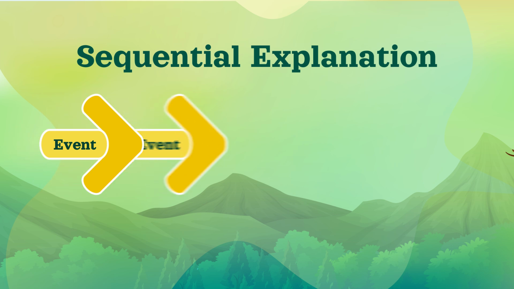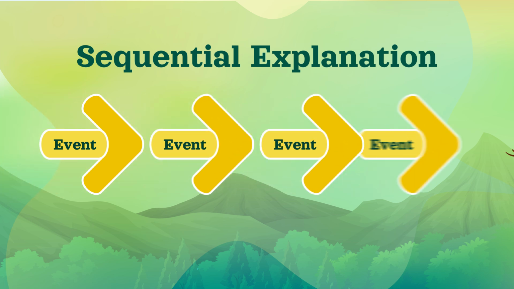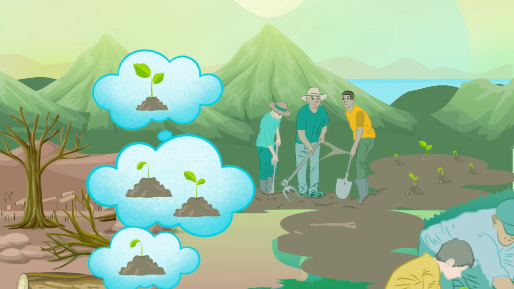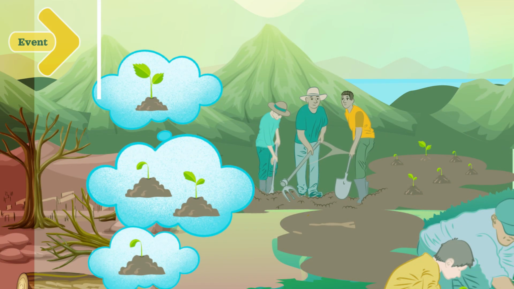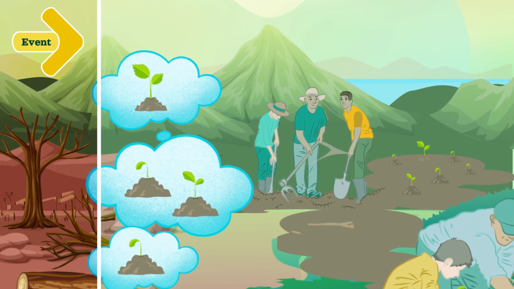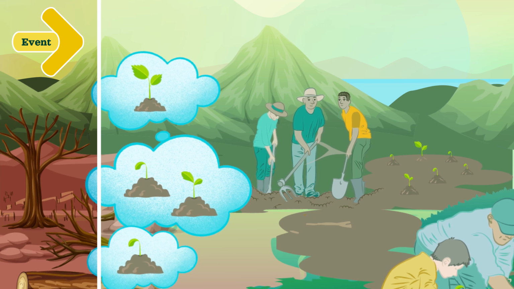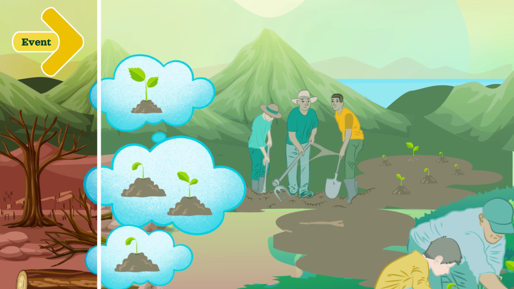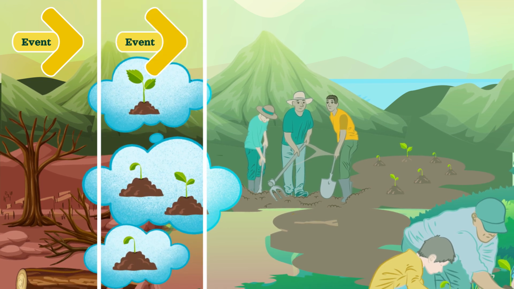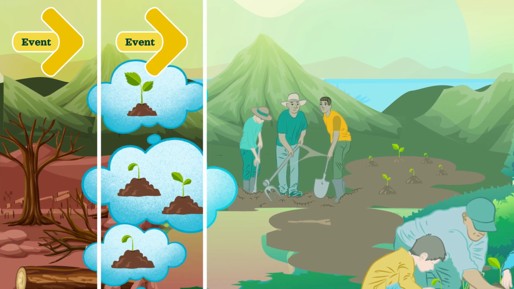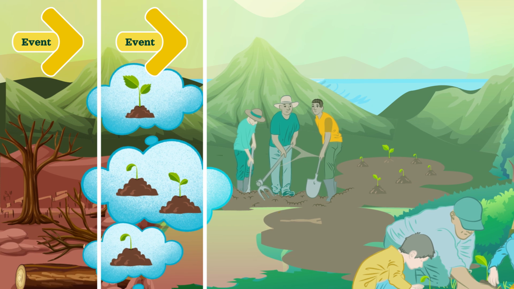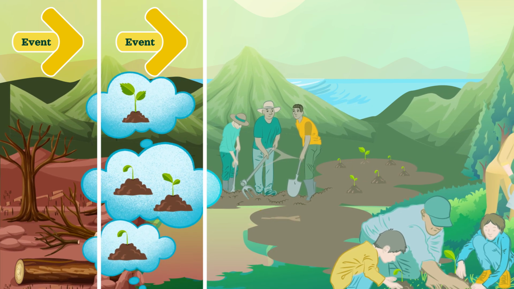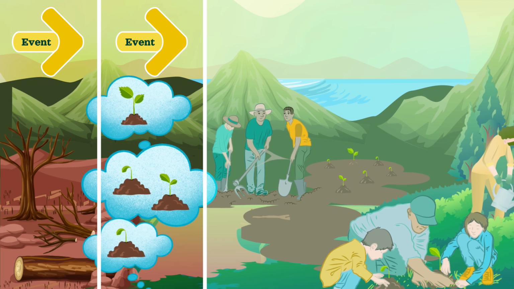Sequential explanation. This is when we explain a phenomenon that follows a linear sequence. Consider the process of reforesting a forest. First, people need to evaluate the condition of the land, soil quality, existing vegetation, and any environmental challenges. Second, people need to plan the process. For example, selecting the appropriate tree species, deciding the layout of the planting area, and scheduling the planting season.